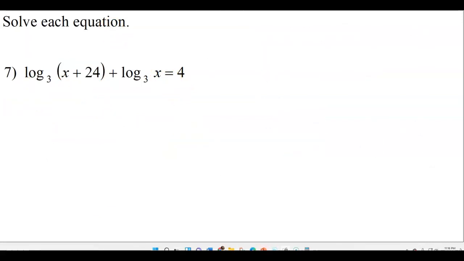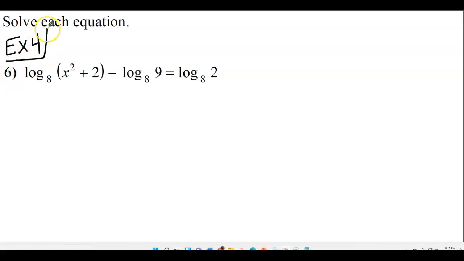Let's go ahead and take a look at another problem here. And this will be our last one for today. So this is example number 4. And then I'll let you guys try a practice one after that. Okay. So notice that we have subtraction here. So I'm going to be using the other property. But let's go into our domain.